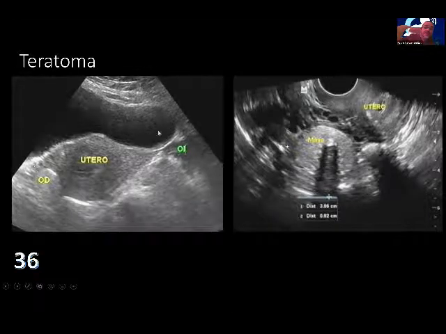This is a transverse view with a good vesical bladder windowing, which shows the uterus, endometrium smiling at us. Right ovary solid, left ovary with the follicles inside, and same thing on the transvaginal approach, the mass, bright spot shadowing the uterus.